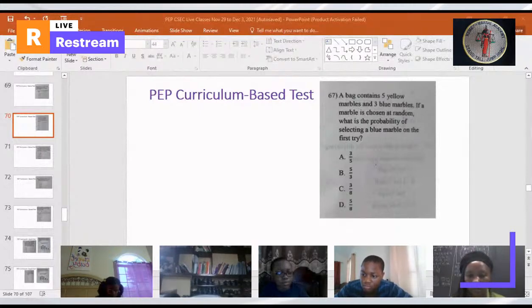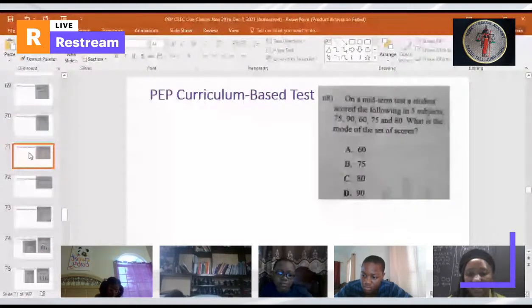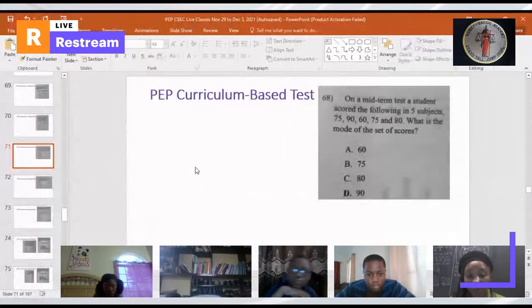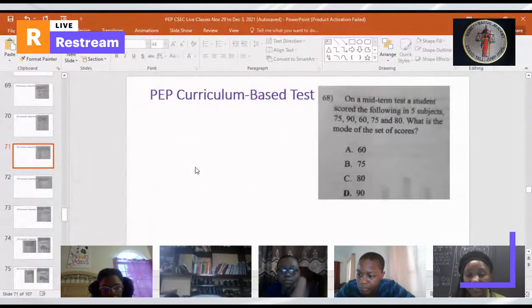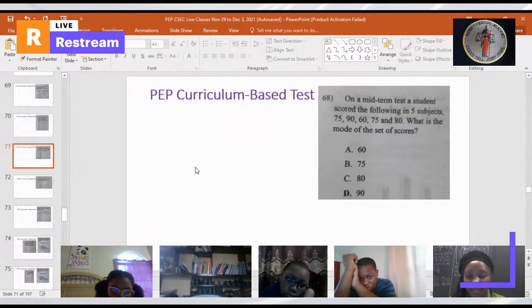Let's do the next question. Number 68. On a midterm test, a student scored the following in 5 subjects. Again, we have a set of scores, but this time they don't want the average. Scores are 75, 90, 60, 75, and 80. What is the mode of the set of scores?